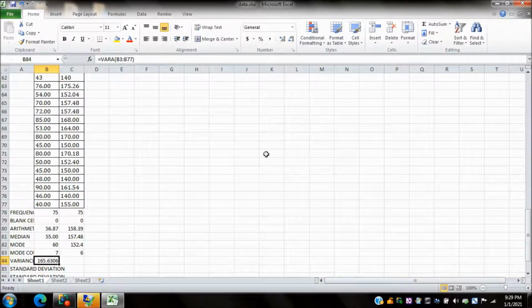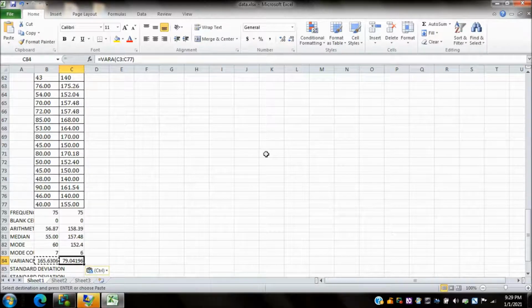And to find the variance for height, I'm going to copy this formula from C84, height, and I'll paste it here in C84. 79.04196 as formula C84. And the variance in the height column is 79.04196. Next is to find the standard deviation.